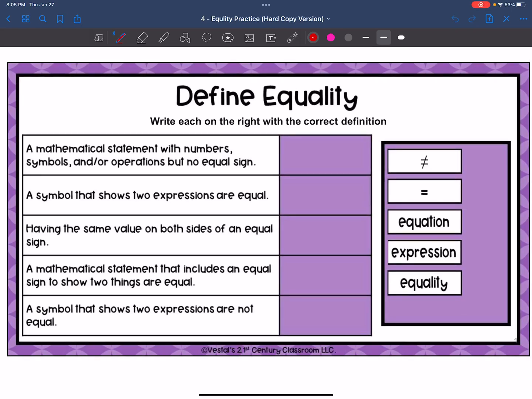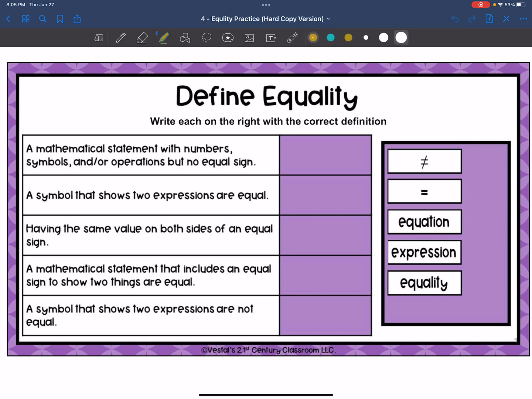All right, so for today's equality practice, I will go through this first slide totally with you. After that, I will go through parts of all the other slides, and the rest of the work you will do totally on your own. So let's get this party started.